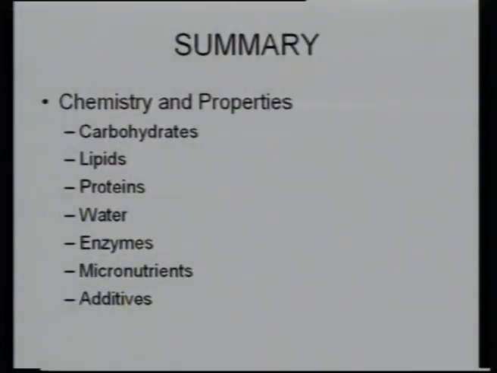Now to conclude the food constituents, we have discussed the chemistry and properties of carbohydrates, lipids, proteins, water, enzymes, micronutrients and additives. We repeat that the chemistry part gives you the why component, why that is happening in the product, and we must know the constituent details and their properties, so that when you are preparing the food product you can control the functional properties of the food.